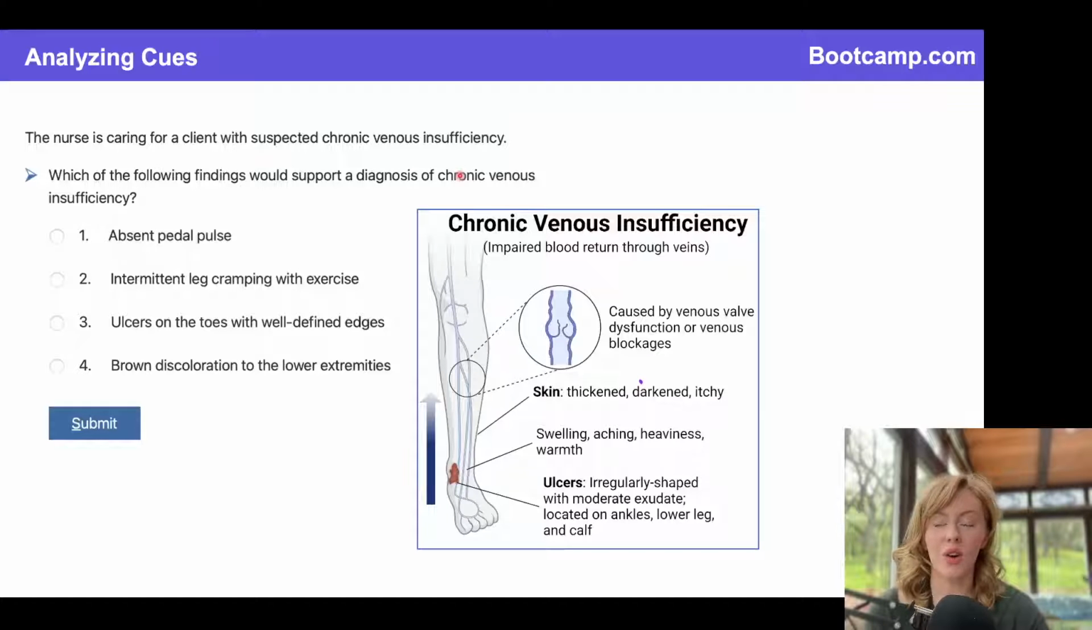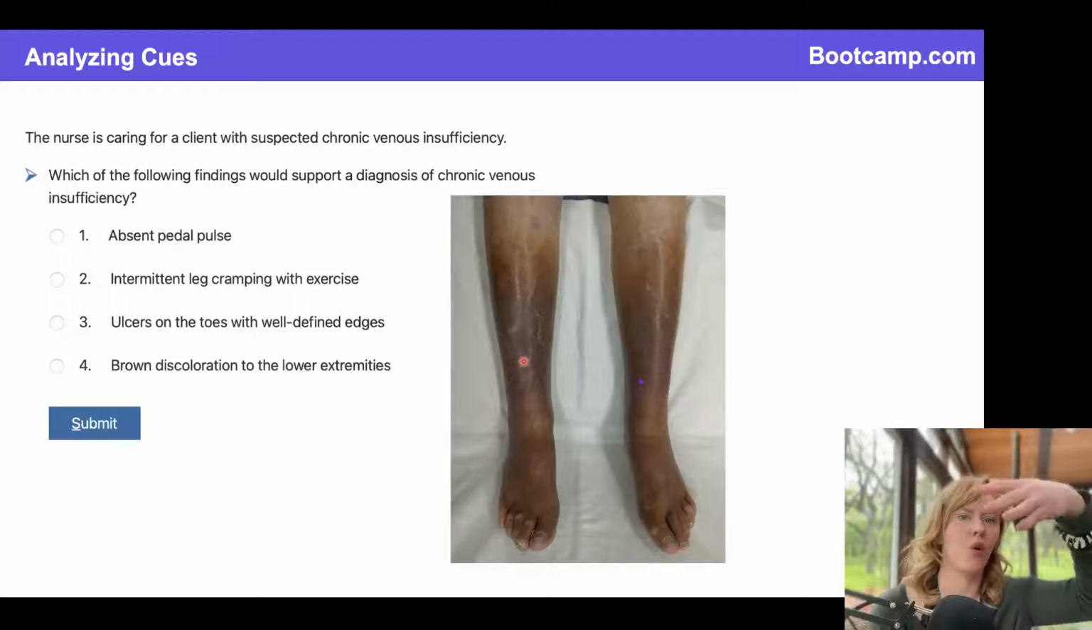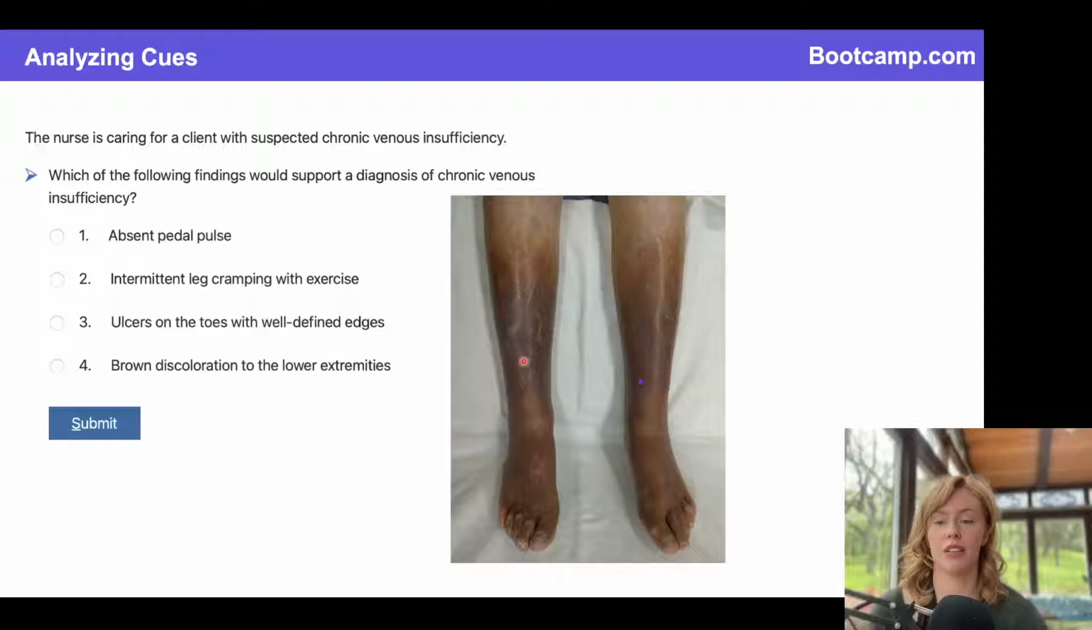And so in chronic venous insufficiency, you can kind of see this iron coloration called hemosiderin deposits showing up on the legs. And so I like to think of this as it's like it's rusting, right? The blood is kind of pooling, stagnating, just like an old something that's been sitting out would rust. And so when you see this brown discoloration to the lower extremities, that is a sign of chronic venous insufficiency.